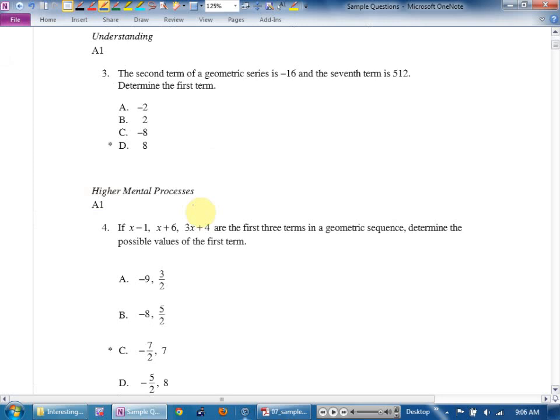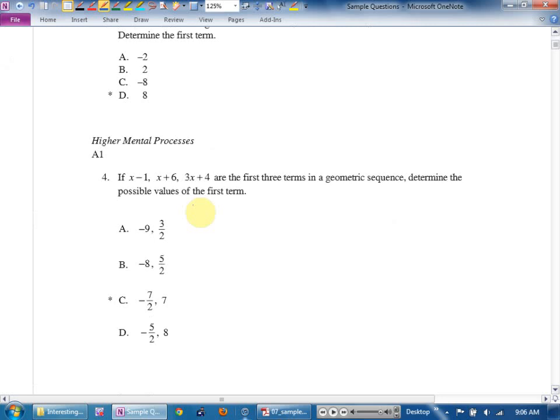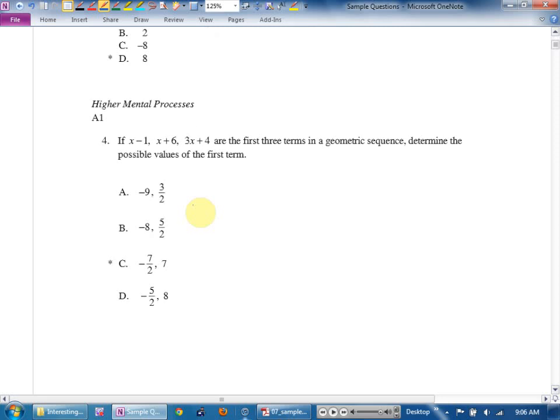So hopefully you're following along, or you can see up here. This is an example of a classic series and sequence higher process question. x minus 1, x plus 6, and 3x plus 4 are the first three terms of a geometric sequence. Determine possible values of the first term. How many answers? Because, of course, by now you always glance at the answers before you move on. How many answers? We're going to get a quadratic.